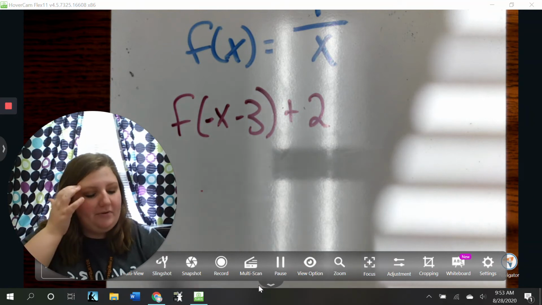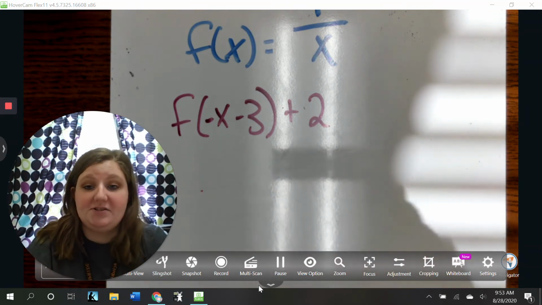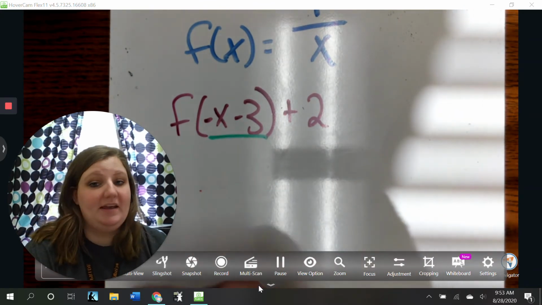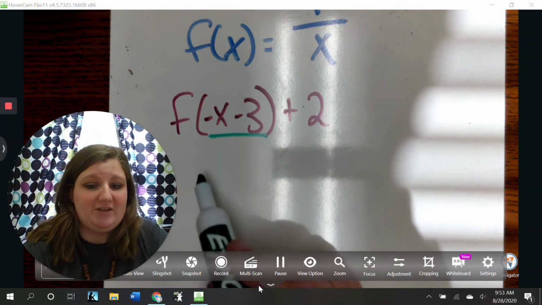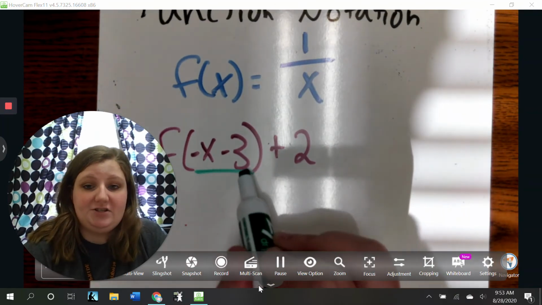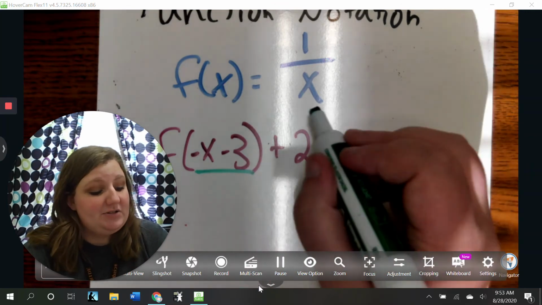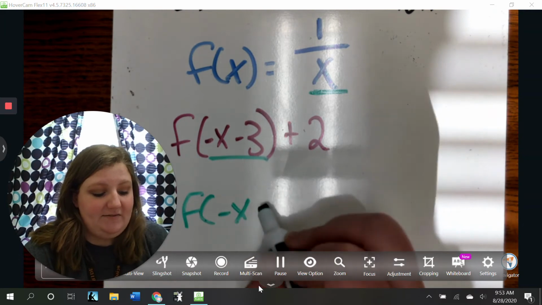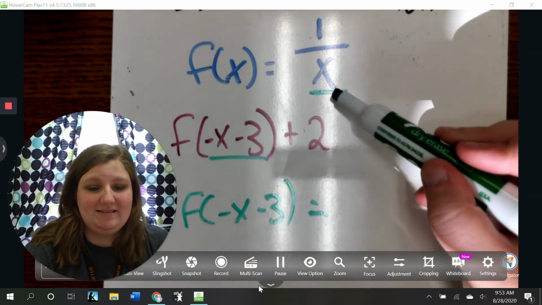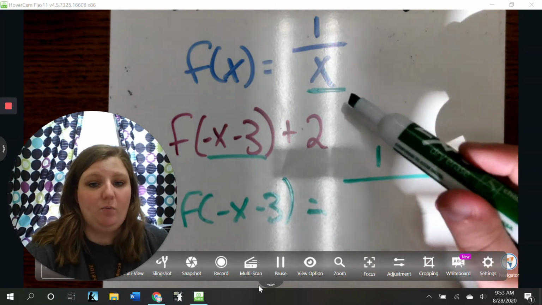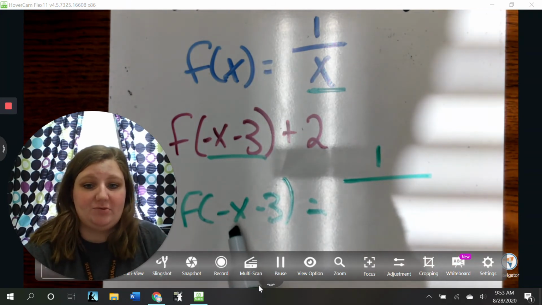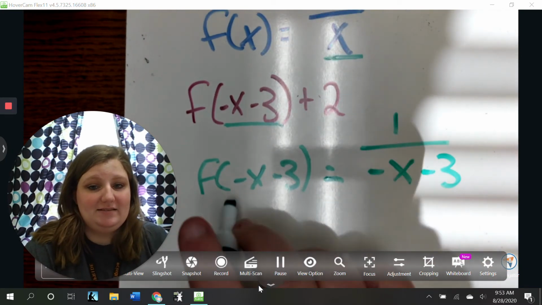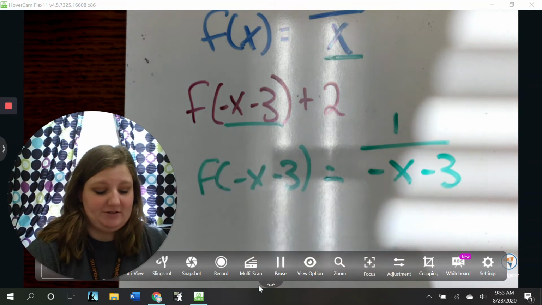So for this, again, what I do first is I find the inside of my function. Then I worry about whatever's outside. I first focus on what's inside. So negative x minus 3 is in the function, it's in the parentheses, so that changes our variable. So when I rewrite f of x, negative x minus 3 replaces the x. So instead of 1 over x, I get 1 over, and I'm plugging in negative x minus 3. 1 over negative x minus 3. So that's the f of negative x minus 3.